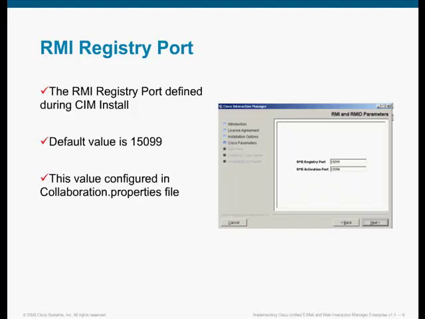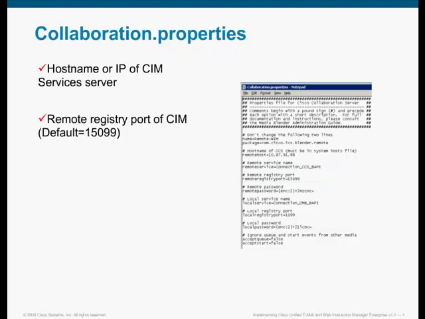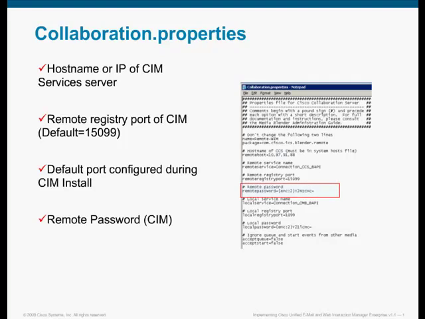The RMI Registry Port for CIM was defined during the CIM installation. The default value is 15099. This value is configured in the Collaboration.properties file. To configure the Collaboration.properties file, we'll first enter the host name or IP address of the CIM Services server. Next, enter the remote registry port as was defined during the CIM install. Again, the default value is 15099.